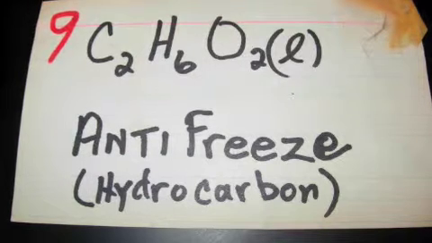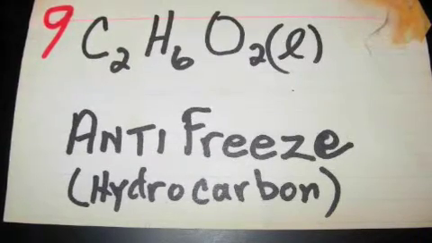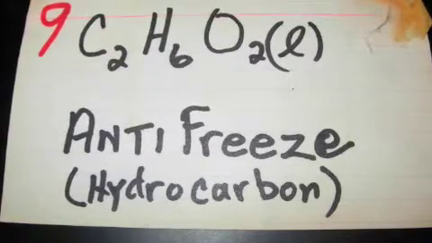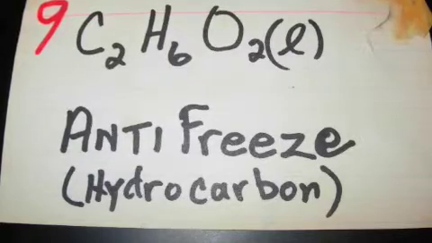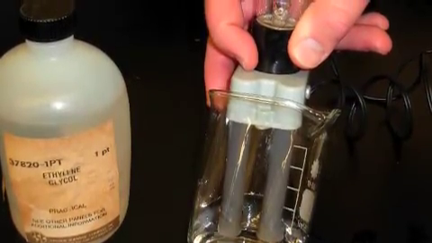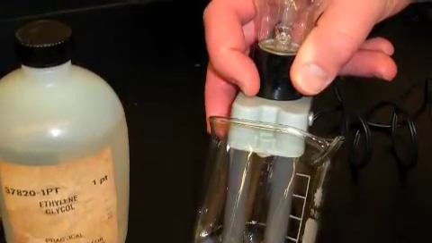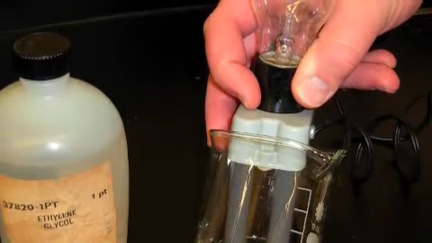The next sample is antifreeze, also known as ethylene glycol. The formula for this is 2 atoms of carbon, 6 atoms of hydrogen, and 2 atoms of oxygen, and this is in a liquid form. When the light bulb is placed into the liquid, we can see that the light bulb does not light up, demonstrating that it is a covalent bond.